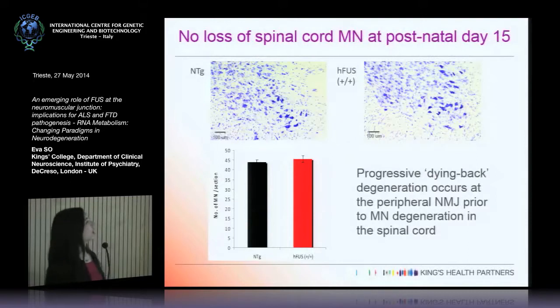So this suggests that at the pre-symptomatic stage, NMJ denervation and degeneration occur before any change or degeneration of motor neurons in the spinal cord, which suggests that there is a progressive dying back degeneration which occurs in the peripheral NMJ before motor neuron degeneration in the spinal cord. And this looks really promising, because here we're also suggesting that this dying back degeneration may be directly related to or caused by an impaired peripheral function of FUS, given that we found this abundance of FUS at the NMJ.